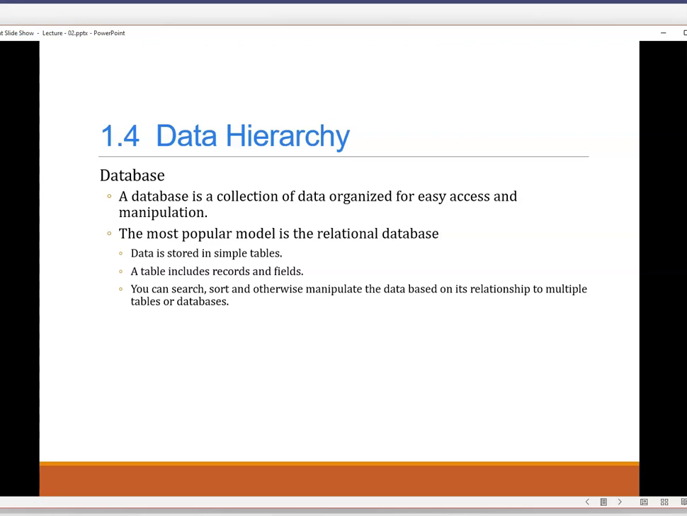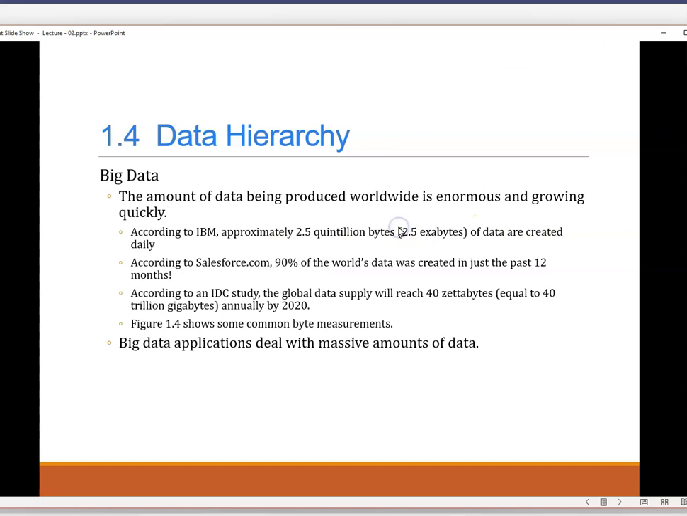Data is stored in tables, and a table includes records and fields. Each row is a record, each column is a field. There is also a new trend called NoSQL databases, which are non-relational document databases.